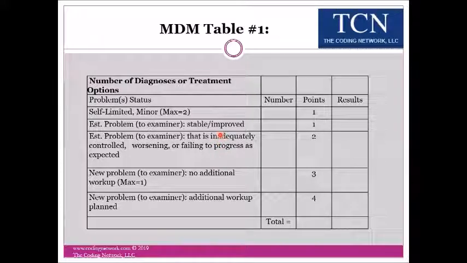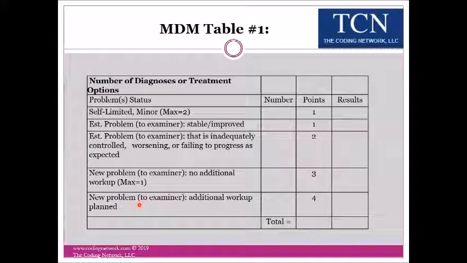So if it's not resolving, if it's worsening, if it's failing to progress, however you want to word it, still symptomatic, that'll help support a little bit more complexity. And this is cumulative problems. So if you had 2 or 3 stable problems, you would get 3 points, not just 1. Whereas if you have the new problem, no additional workup automatically gets 3 points. Okay, remember 3 points is 1 step toward moderate complexity.